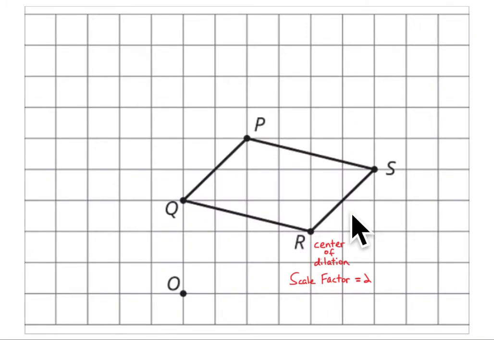Okay, the next problem. There's a series of dilations. You're supposed to take this quadrilateral through them. The first one is the center of dilation at R, right here, and the scale factor is 2. If the scale factor is 2, and this is the center of dilation, you're going to draw arrows from the center of dilation through each vertex, and it's going to show you where double the length is.